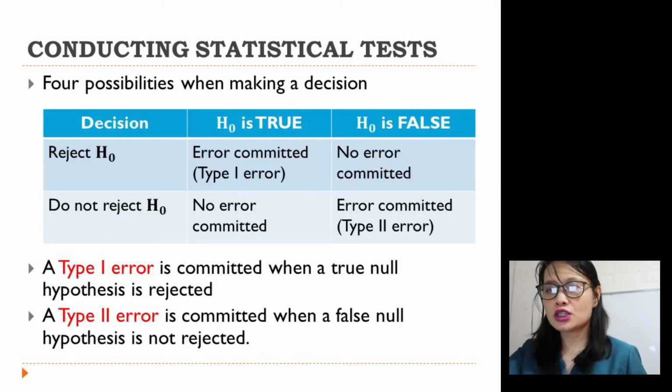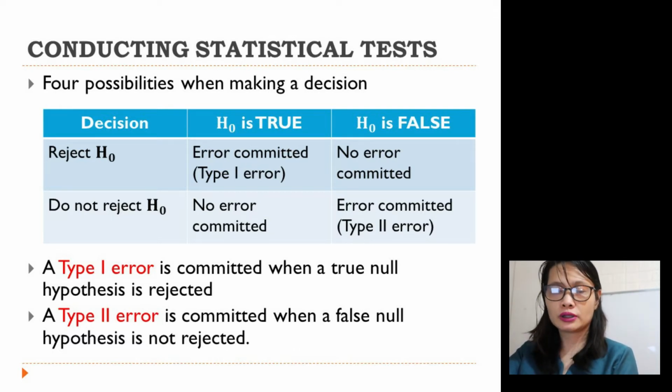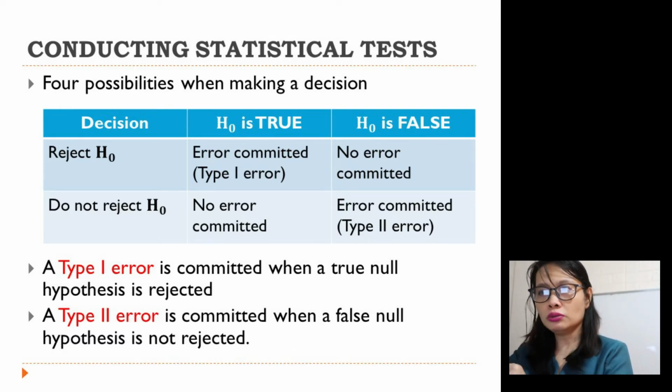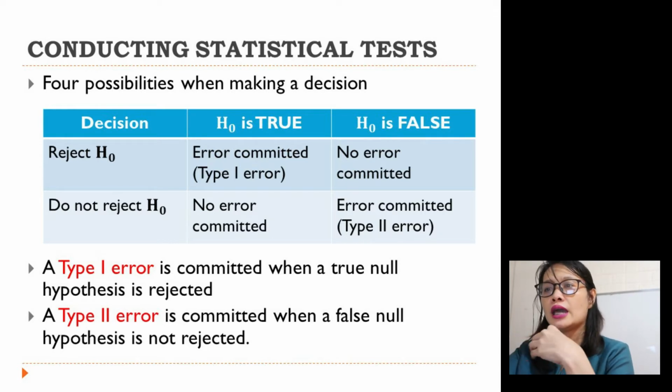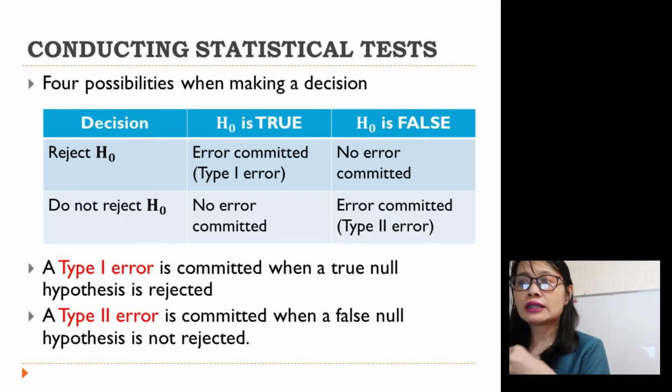Four possibilities when making a decision. Okay, so take note of this one. Decision, reject HO. Then the other one, do not reject HO. If HO is true, we call it error committed or type 1 error. If HO is false, no error committed. And then, if HO is true, no error committed. Then, if HO is false, error committed, that is type 2 error.